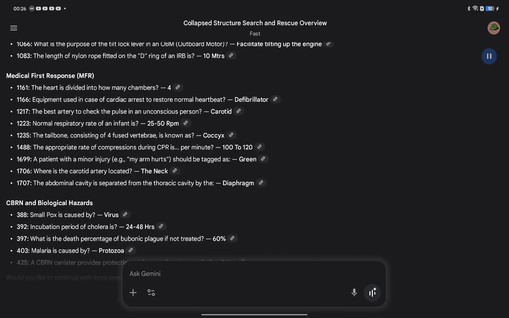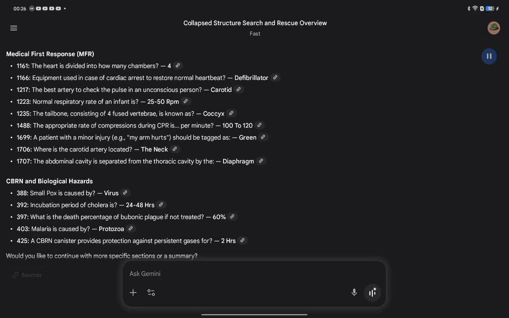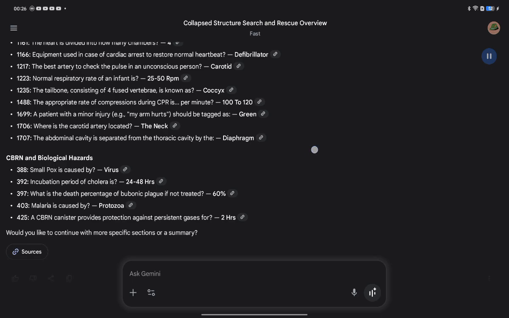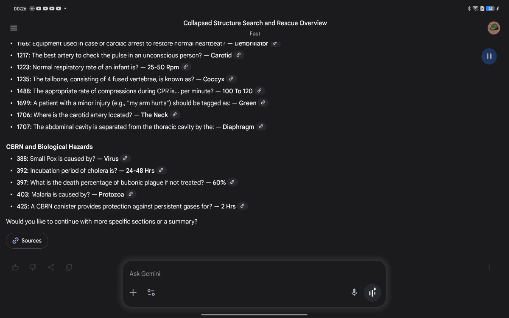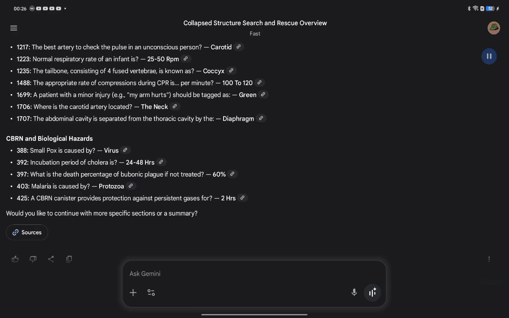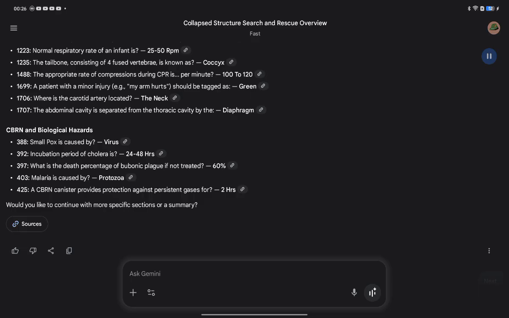Medical first response, MFR. 1161. The heart is divided into how many chambers? 4. 1166. Equipment used in case of cardiac arrest to restore normal heartbeat? Defibrillator. 1217. The best artery to check the pulse in an unconscious person? Carotid. 1223. Normal respiratory rate of an infant is 25 to 50 rpm.